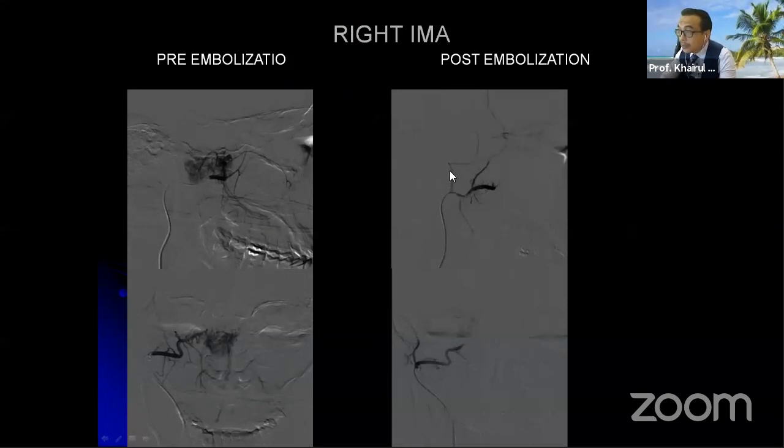So you can see this is the meningo-ophthalmic branch. This is the meningo-ophthalmic branch from the external carotid artery. Okay. We completely or almost devascularize the tumor.